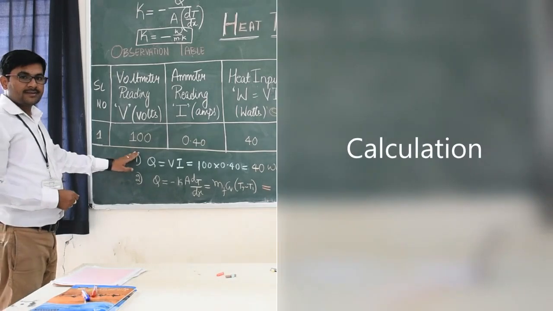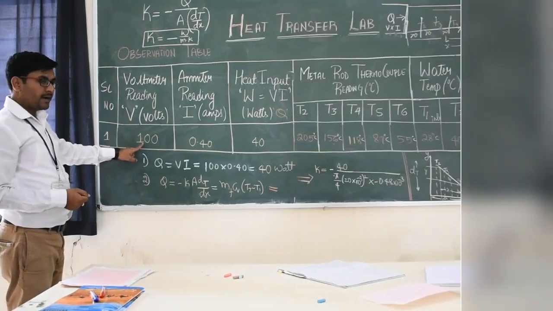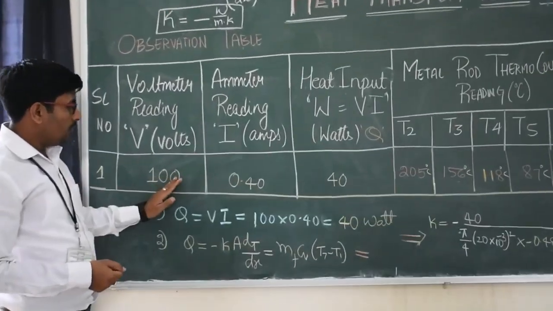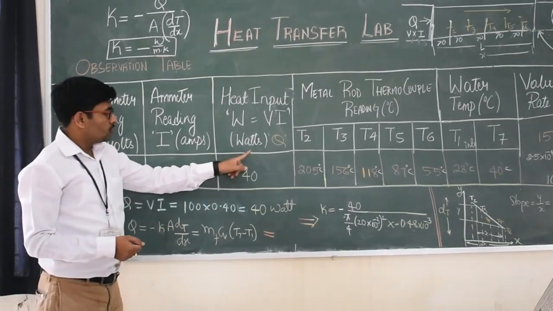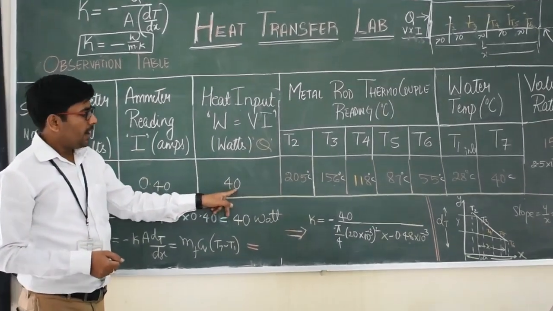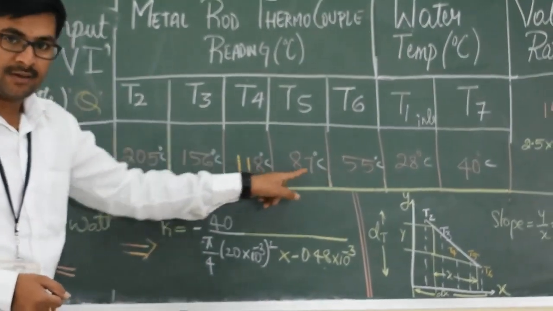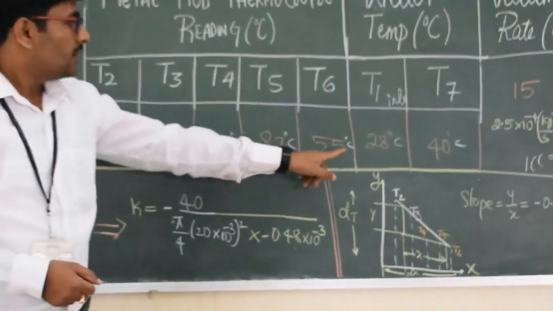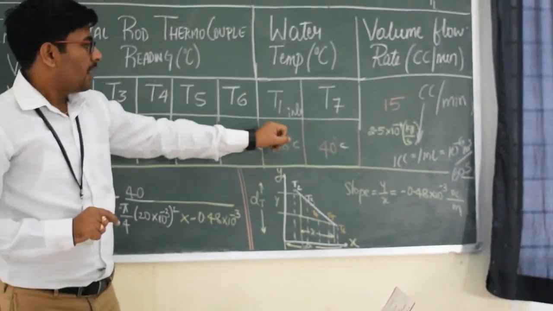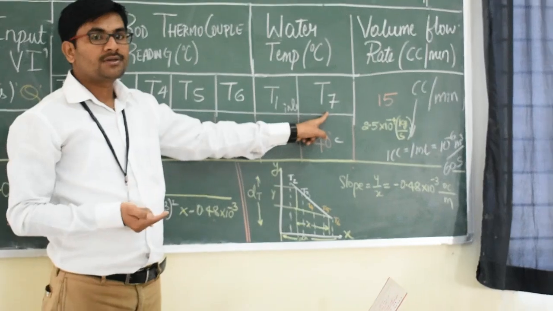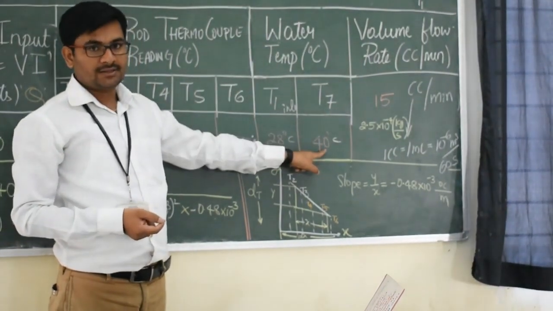These are the readings we have taken from the experimental setup. Voltage is 100 volts, current is 0.40 amperes, Q is 40, and T2, T3, T4, T5, T6 are the temperatures in degrees Celsius. T7, the inlet temperature of water, is 28 degrees Celsius, and T8, the outlet temperature of water, that is the hot water which is coming outside of the system, is 40 degrees Celsius.